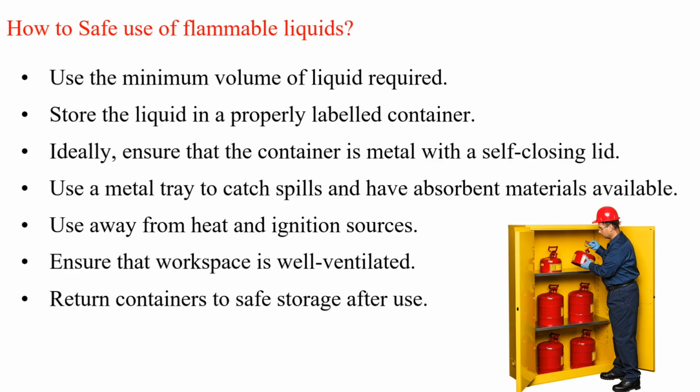How to safely use flammable liquids. Use the minimum volume of liquid required. Store the liquid in a properly labeled container. Ideally, ensure that the container is metal with a self-closing lid. Use a metal tray to catch spills and have absorbent materials available. Use away from heat and ignition sources. Ensure that the workspace is well ventilated. Return containers to safe storage after use.